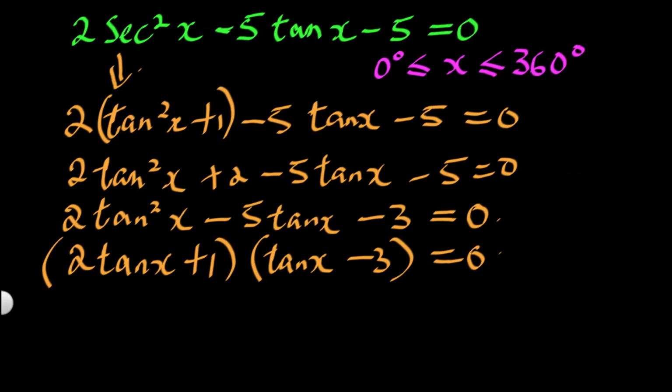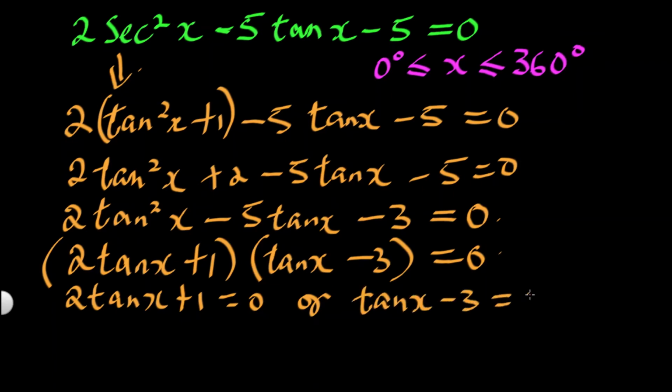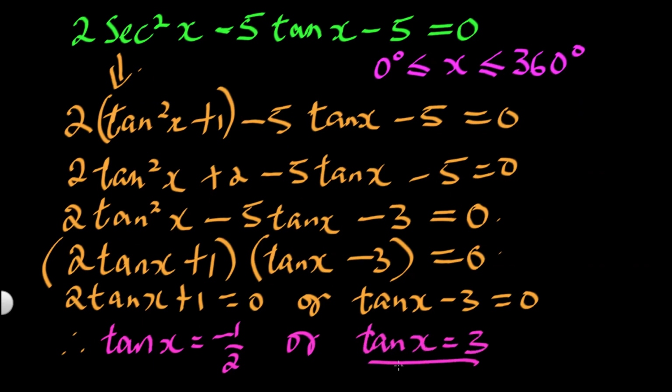And from here, it means 2 tan x plus 1 is equal to 0, or tan x minus 3 is equal to 0. So from both sides, I have to solve for tan x. Therefore, tan x is equal to minus 1 over 2 this side, or tan x is equals to 3.